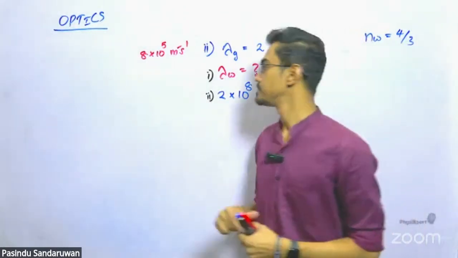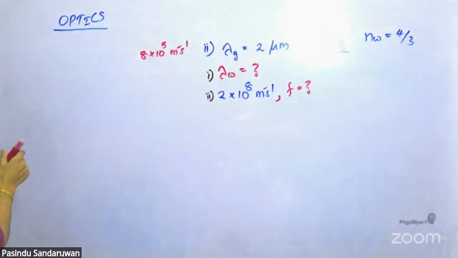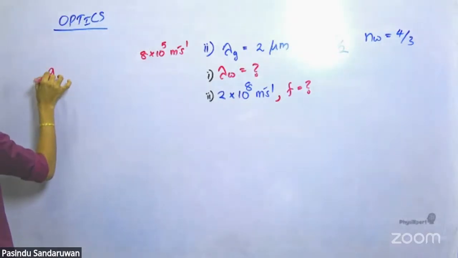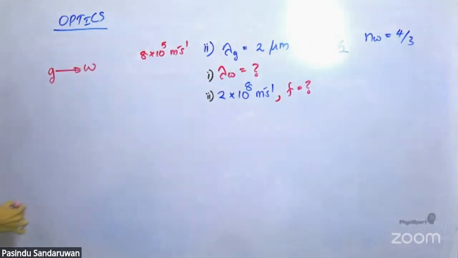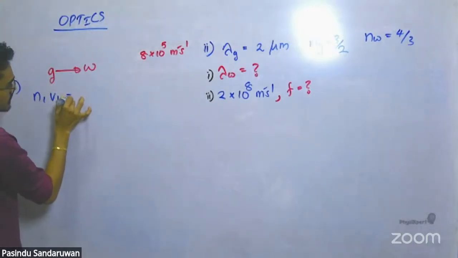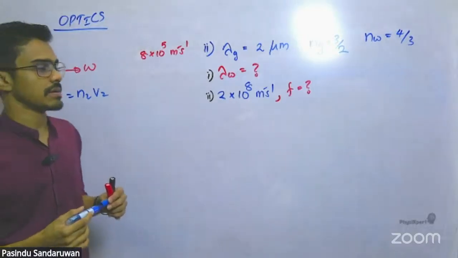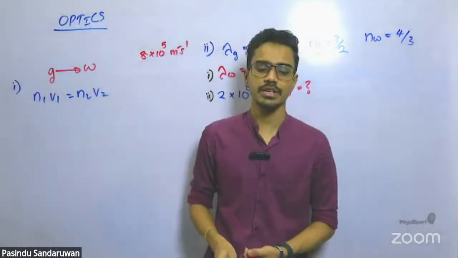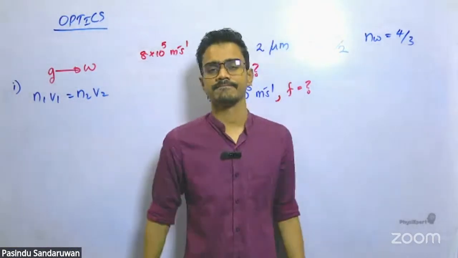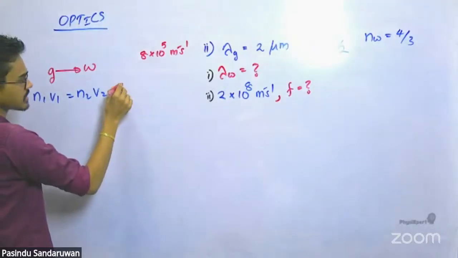Okay, let's see the first one. A light ray travels from glass to water. So we know n1 v1 equals n2 v2. If I need to convert this into lambda, if lambda is given, we can use something from waves. We know v equals f lambda. This is coming from waves.